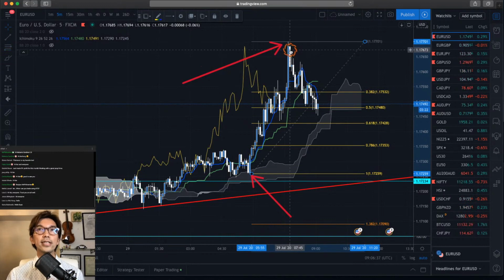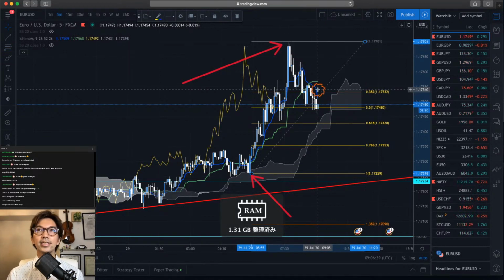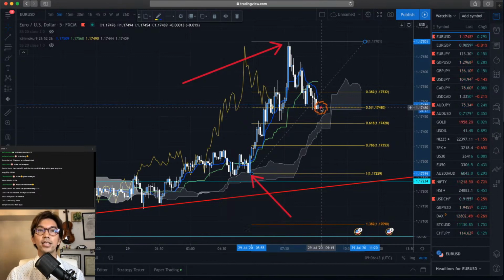And now you see that the price is coming down all the way to 50%. So usually it's said that the price will be retracing to either 38.2% or 50% or 61.8%, and then it goes upwards.